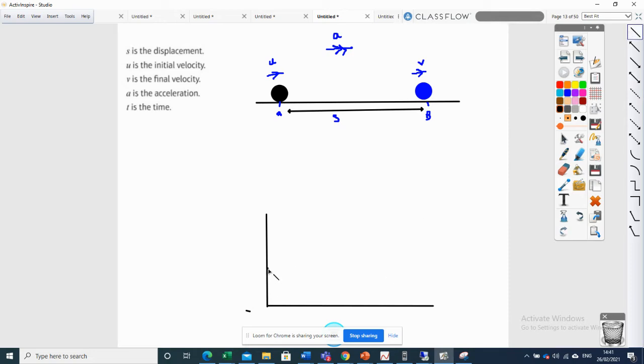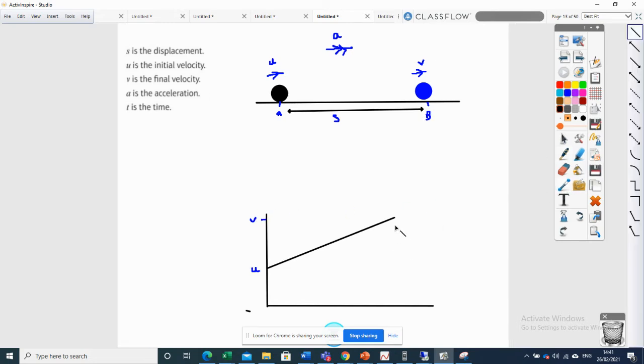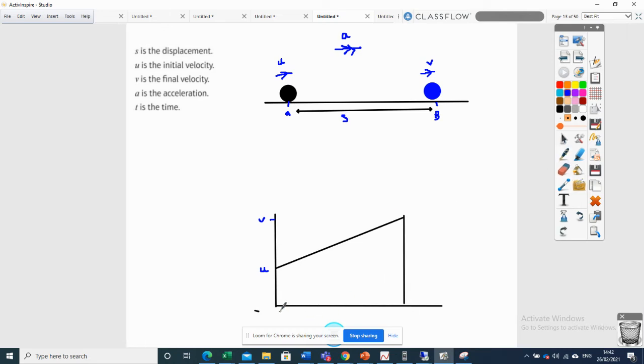So it starts at an initial velocity U, it then accelerates at a constant rate, so it's a straight line with the same gradient, and it gets to a final velocity V. So here is U and here is V. First of all, let's consider the area under the graph. This was at time 0 and this was at time t. So this length here would be t, this length here would be U, and this length here would be V.